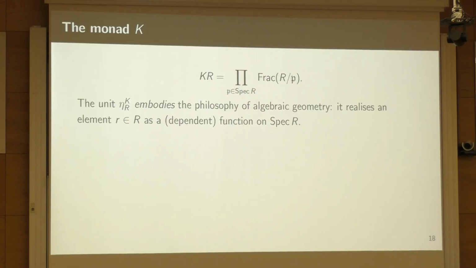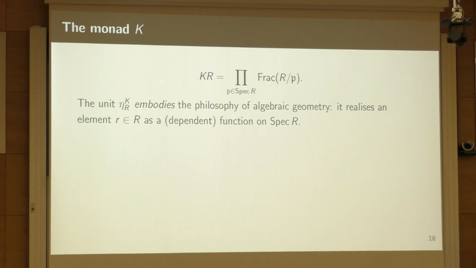Now, let's understand a little bit about what the monad structure is going to be. The unit, I like to say, embodies the philosophy of algebraic geometry, which is a very bold claim, but let's see why. It's because it takes an element of your ring and it realizes it as an element of this other ring, but this other ring is really just a ring of functions on the spectrum of the ring. Of course, each function is going to land in a different codomain, but that's how it is in algebraic geometry.